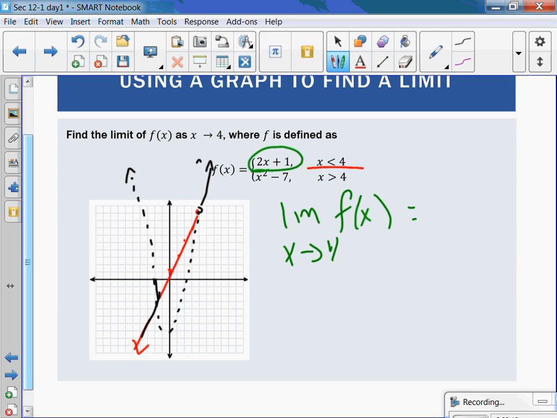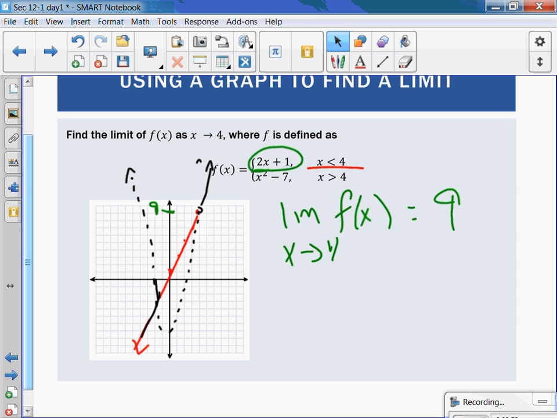Also, when I look at the black part, the parabola part, coming from the right-hand side, as I get closer and closer to x equals 4, once again, even though it's not defined there, it tells me I'm approaching a value of, in this case, 16 minus 7, 9. When x equals 4, it's undefined. But the limit does exist. It is approaching that 9 if I did not know any other information. Yes? No?